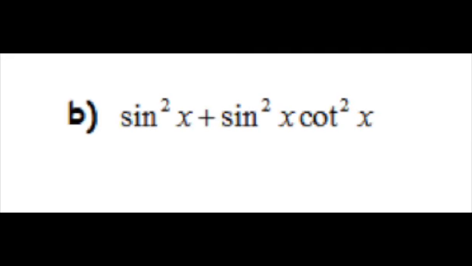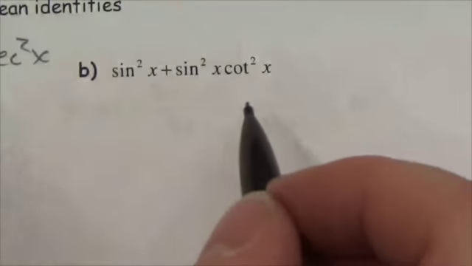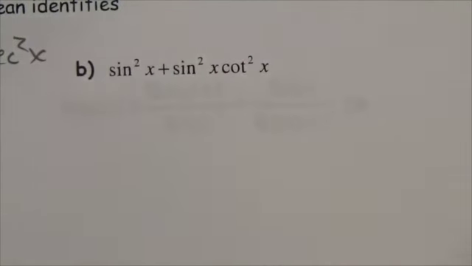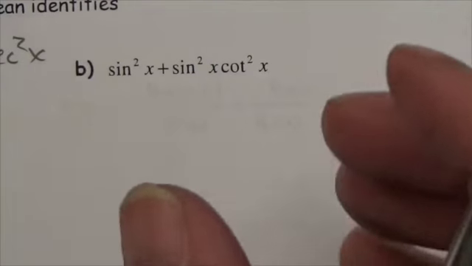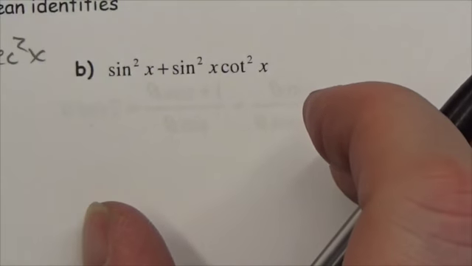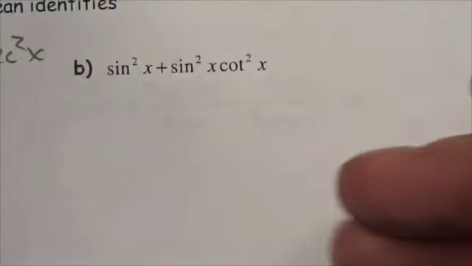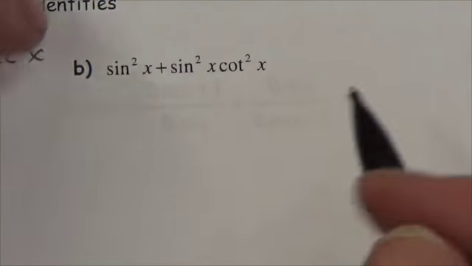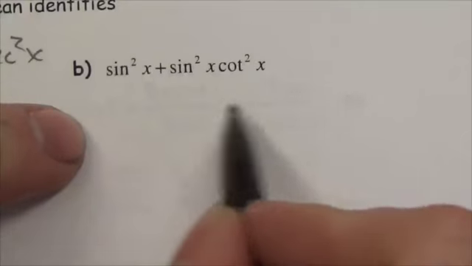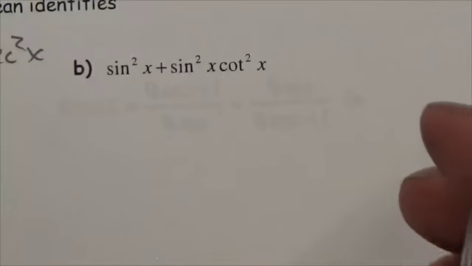Sine squared of x plus sine squared of x multiplied by the cotangent squared of x. So for this question, the first thing I notice is that I don't actually see a Pythagorean identity the way I want it. There is no identity that really deals with it like this, so I can't do that substitution right away. Then I start to look at this and say, is there any kind of obvious algebra that I can do that would make this a little bit easier?